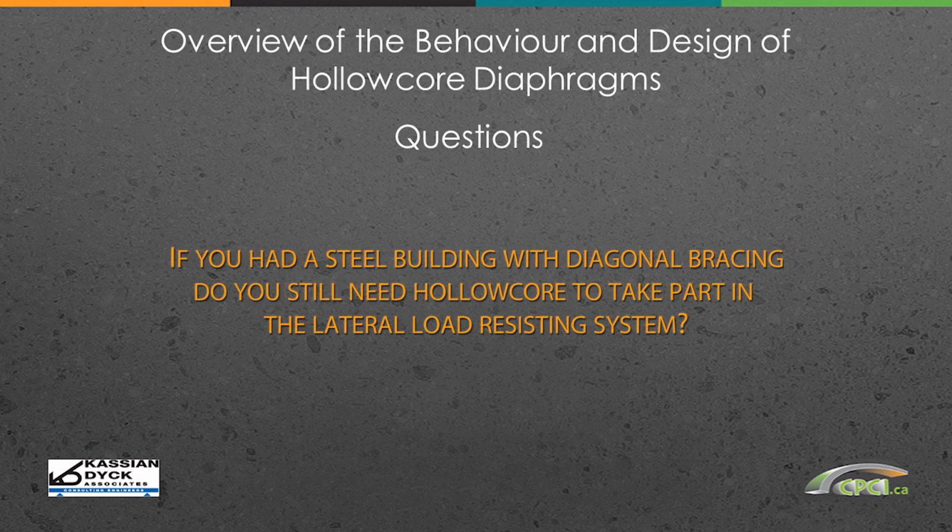If you had a steel building with diagonal bracing, do you still need Hollowcore to take part in the lateral load resisting system? I'll interpret that as a steel building, maybe with cross bracing. And I guess if it's Hollowcore that's providing the floors or the roof, your Hollowcore floor or roof system still has to transfer the wind or seismic loads that are coming on the building from the walls and the floors to the steel elements that are maybe part of the lateral load resisting system. So I would say definitely the answer would be yes, the Hollowcore would still be part of the lateral load resisting system and still need to work as a diaphragm, unless in some type of structure you actually had a horizontal steel truss for the whole floor, and the Hollowcore was just put on top of that. But I probably think that wasn't the intent of your question.